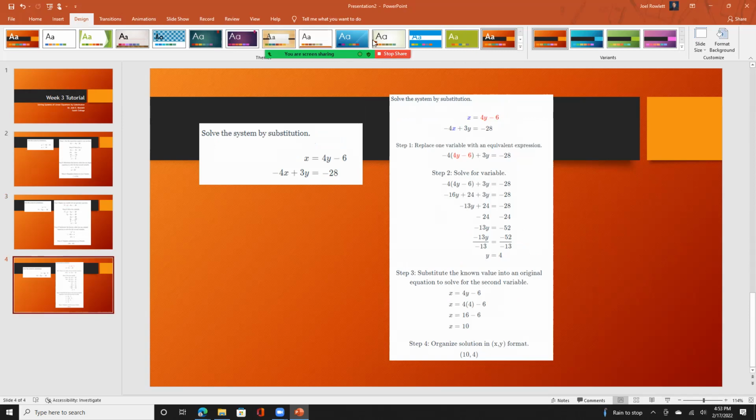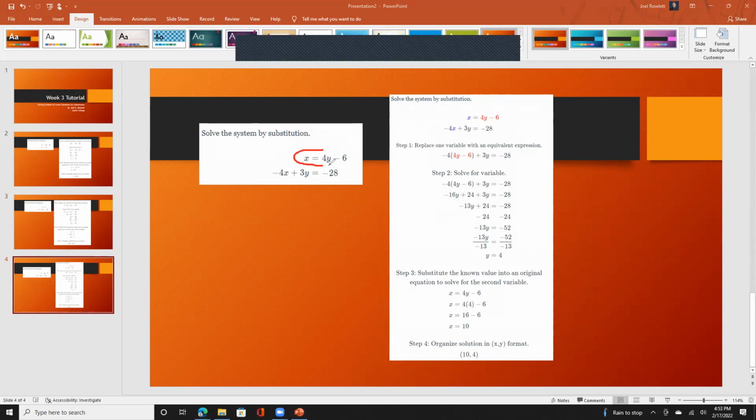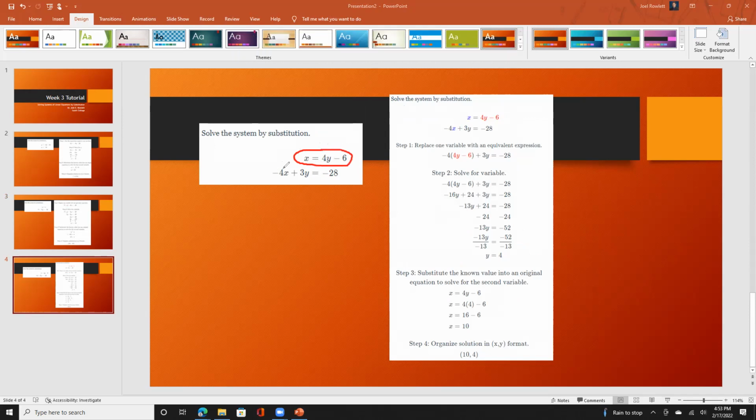And here's our last problem for the day. I'm going to go back to the drawing board here. I've got a system of equations here. I know that x is equal to 4y minus 6. I also know that negative 4x plus 3y is negative 28.